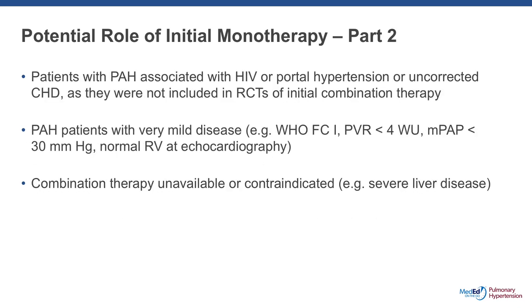Also listed in patients who might be appropriate for initial monotherapy are patients with PAH associated with HIV or portal hypertension or uncorrected congenital heart disease, as they were not included in any of the randomized controlled trials of combination therapy as an initial approach. There are some patients with PAH with very, very mild disease. Perhaps we've identified them via a screening program. So maybe they don't have symptoms, they have a very low PVR and mean pulmonary artery pressure and a normal right ventricle on echo. Those patients might be appropriate for monotherapy. And then there are some patients for whom combination therapy is either unavailable or contraindicated, where it's not appropriate or safe to use one of the therapies, perhaps because of underlying liver disease.